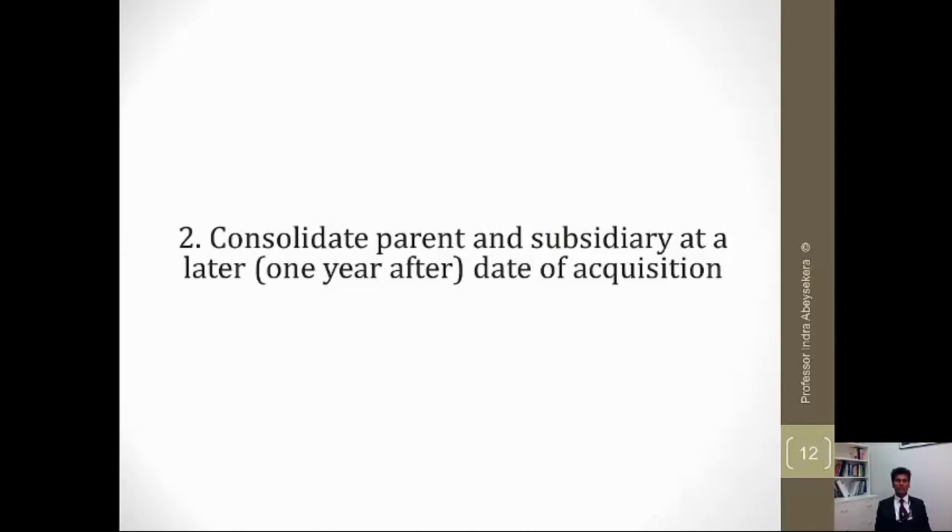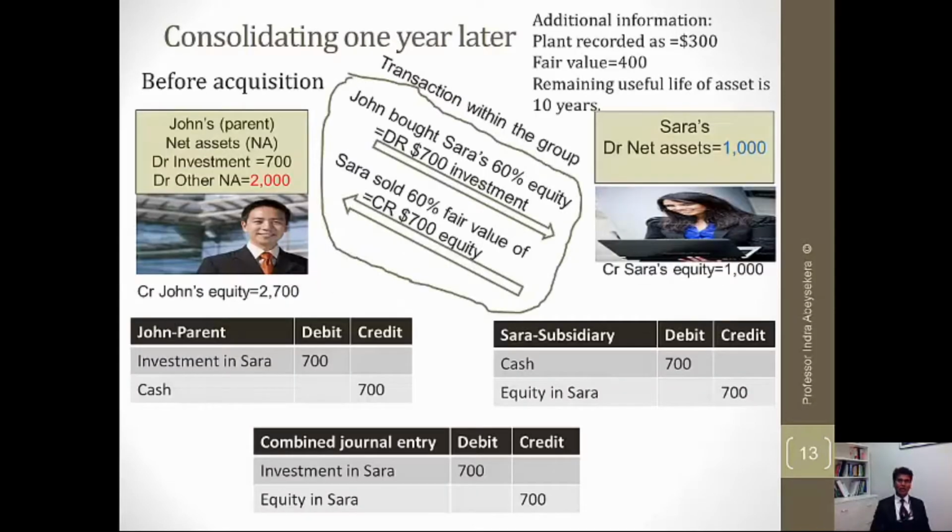One of the learning goals in this workshop is for us to understand how to consolidate parent and subsidiary at a later date of acquisition. Here we are taking 1 year after the date of acquisition. Let's take John acquiring Sarah.